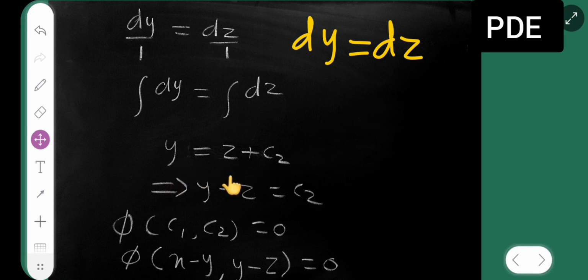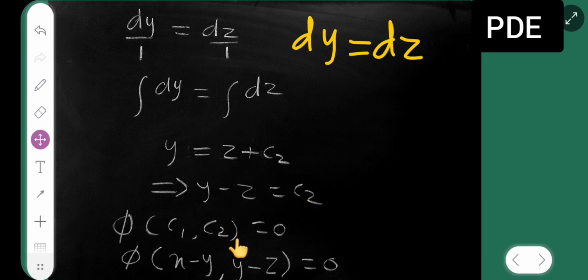This implies y minus z is equal to c2. If I take z to the other side, it becomes negative, since here it is positive z. So I got the values of c1 and c2.